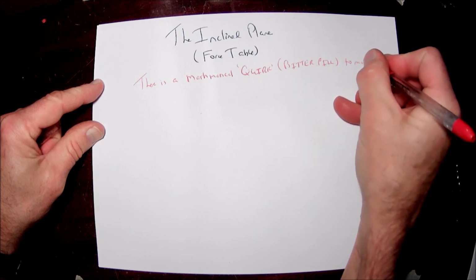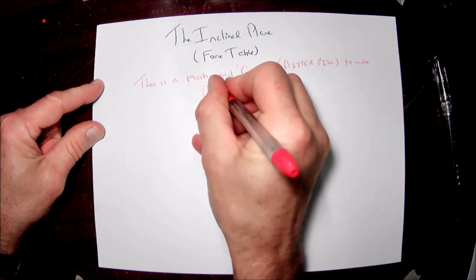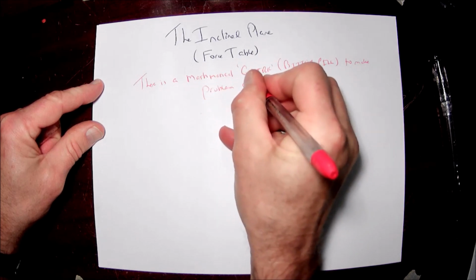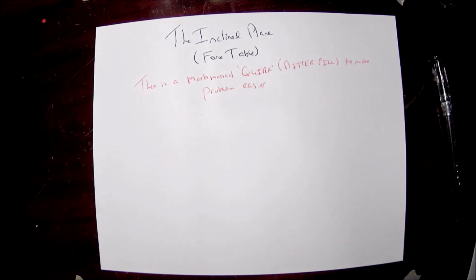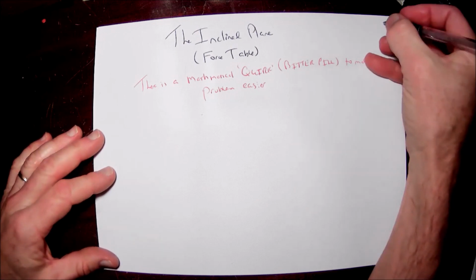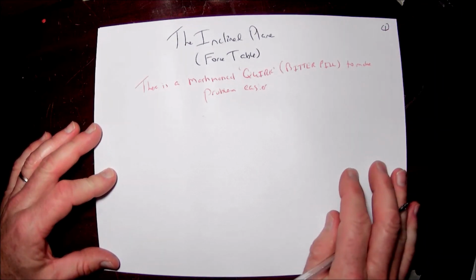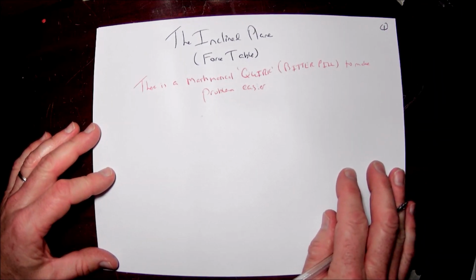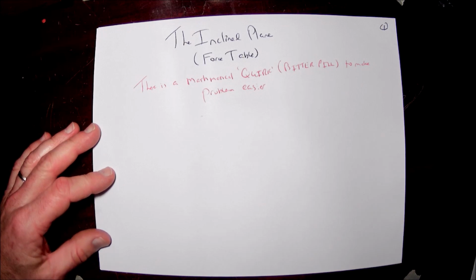to make the problem easier. There's going to be a quirk here. If you haven't seen it before, you don't exactly like it the first time out, but just bear with me. It makes the math easier.